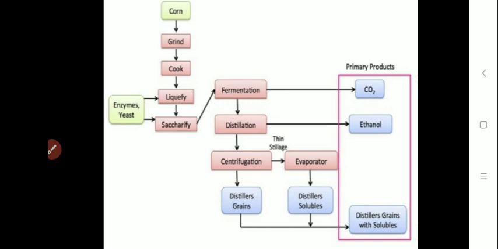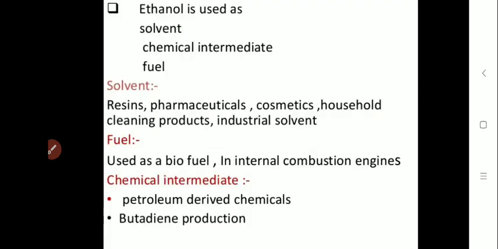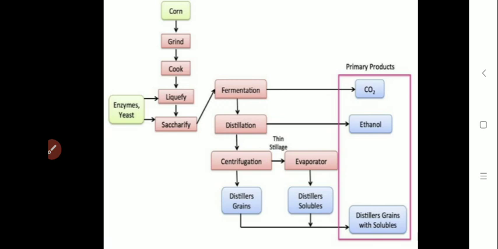Once the fermentation process is completed, we go for recovery by the distillation and centrifugation process, in which grains are separated, various distillers solubles are separated, and in the distillation process we separate ethanol and CO2. So this is all about the production of ethanol.